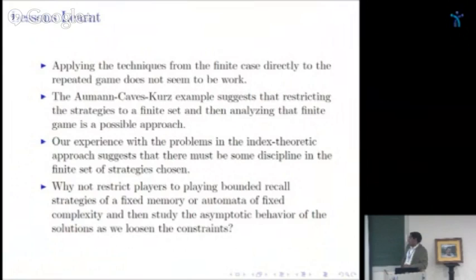However, we have this startling example, and other work, and I think they're suggesting something. They all have to do with automata and things like that. So there's some finiteness that's imposed, but there must be some discipline in the way these strategies are chosen. At any point in time, looking forward, this has the force of disciplining your beliefs about what's happening. So we just want to look at bounded recall or bounded finite automata and study those games.